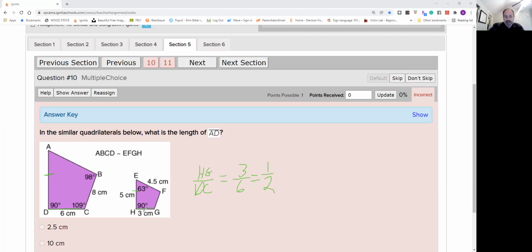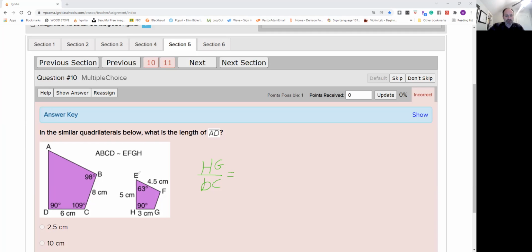So when I take two sides and I compare them in a similar triangle, I can find the scale or proportion to which these two similar shapes are proportional. So this shape is going to be half of this shape. So now I have my scale. That's great. So what I can do now is I can take two sides and say HG over DC is going to be the same scale and the same size.